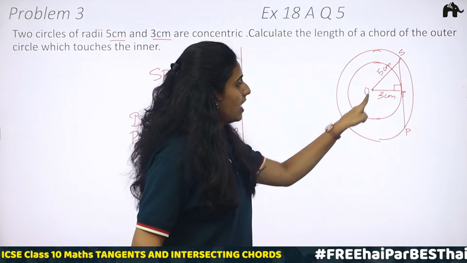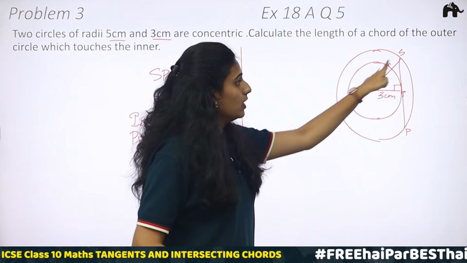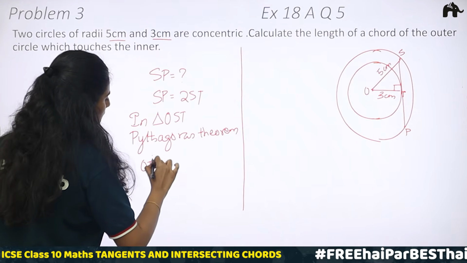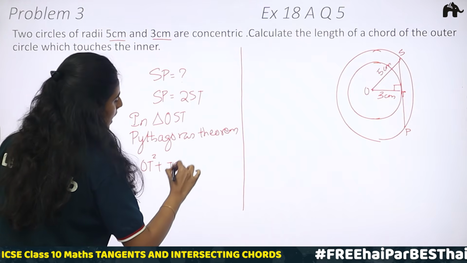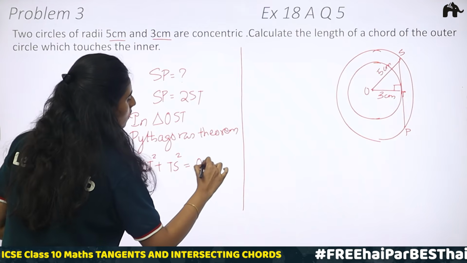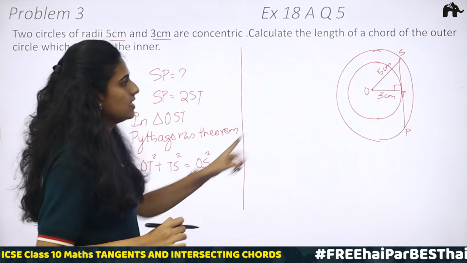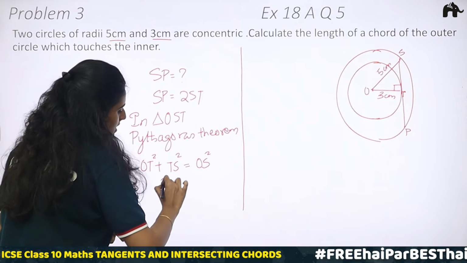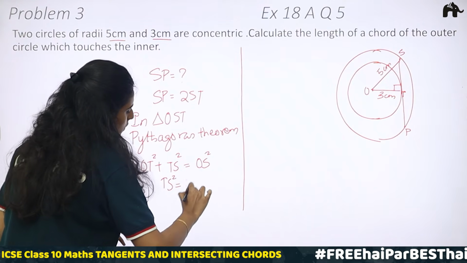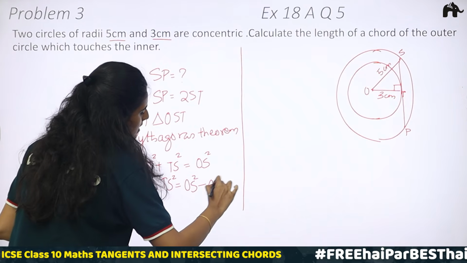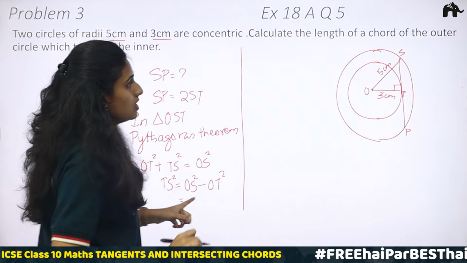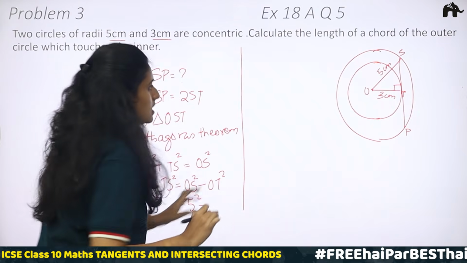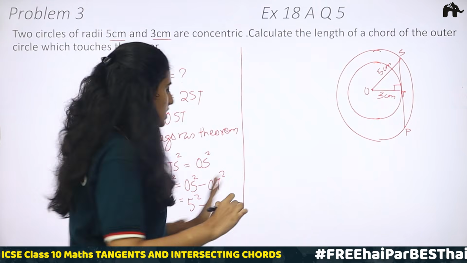Opposite to 90 degree, we have side OS. Therefore, OS is the hypotenuse. We have OT square plus TS square is equal to OS square. OS is the hypotenuse. Now, to find TS or ST, TS square will be equal to OS square minus OT square. What is OS? OS is 5 centimeter. 5 square minus OT. OT is 3 centimeter.